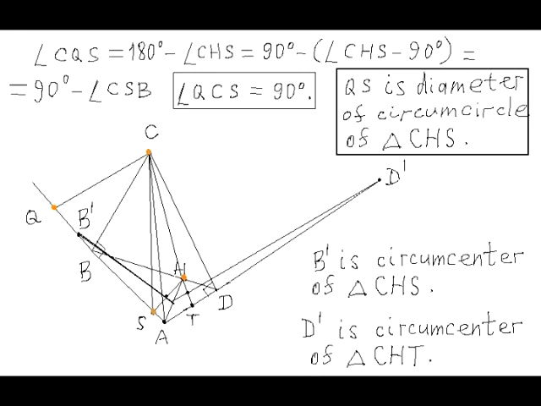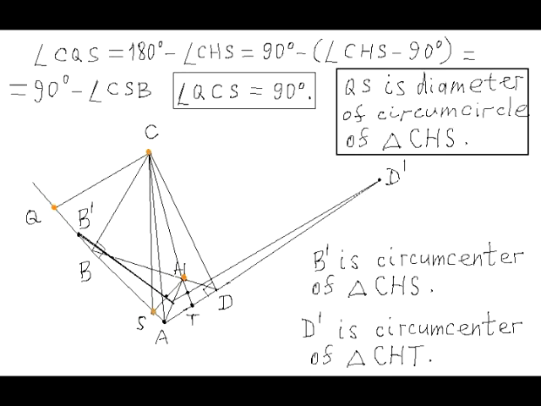Let's prolong the straight line on which we already have points A, B, B', and S, and put one more point on it, point Q, of intersection of this line with the circumcircle of triangle CHS. So we have the circle with 4 points on it, C, H, S, and Q. From that, we can conclude that the angle CQS equals 180 degrees minus angle CHS.